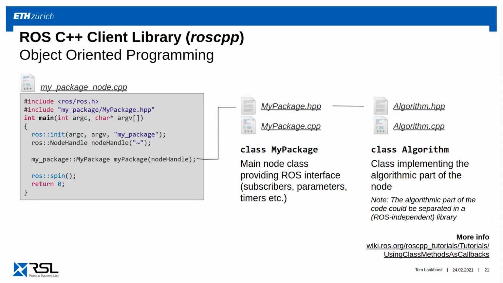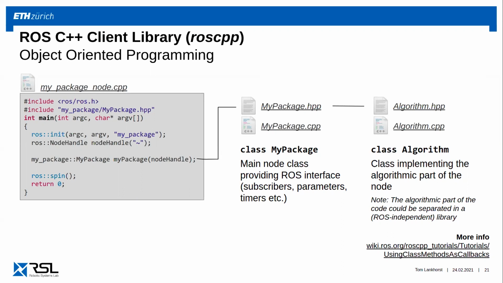In this case, we are using a structure where the MyPackage class is implementing all the necessary functionality of the node. And the MyPackage node file to the left is only very brief. It just initializes the node with the name that we define. Then it defines the node handle. And then it initializes the class that we created to implement our functionality, the so-called MyPackage class. And note that we pass the so-called node handle to this MyPackage class.